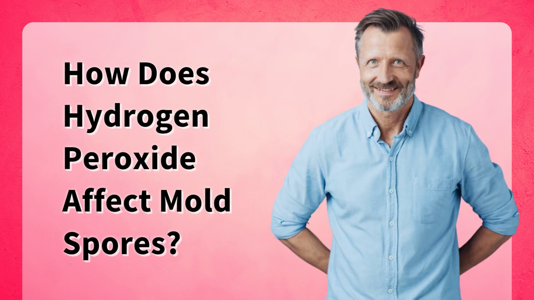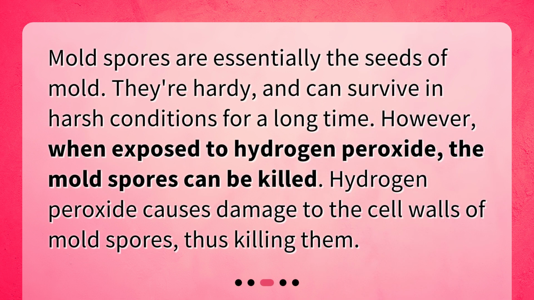How does hydrogen peroxide affect mold spores? Mold spores are essentially the seeds of mold. They're hardy and can survive in harsh conditions for a long time. However, when exposed to hydrogen peroxide, the mold spores can be killed. Hydrogen peroxide causes damage to the cell walls of mold spores, thus killing them.